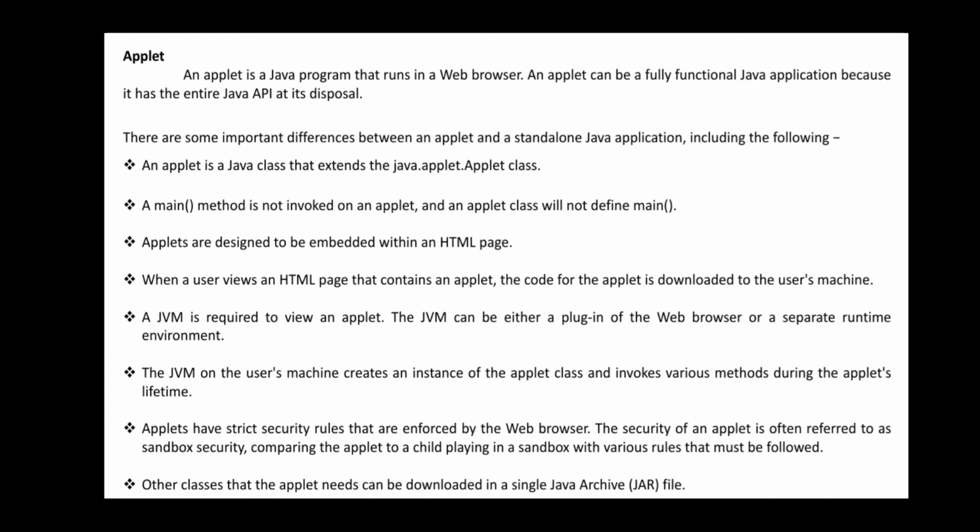An applet is a Java program that runs in a web browser. An applet can be a fully functional Java application because it has the entire Java API at its disposal. Disposal means when you are executing, it is totally different from your normal applications, because this particular application can be executed through the web browser or can be executed with an applet viewer window. There are two ways to run this one, and a Java applet is a tiny, very small program.